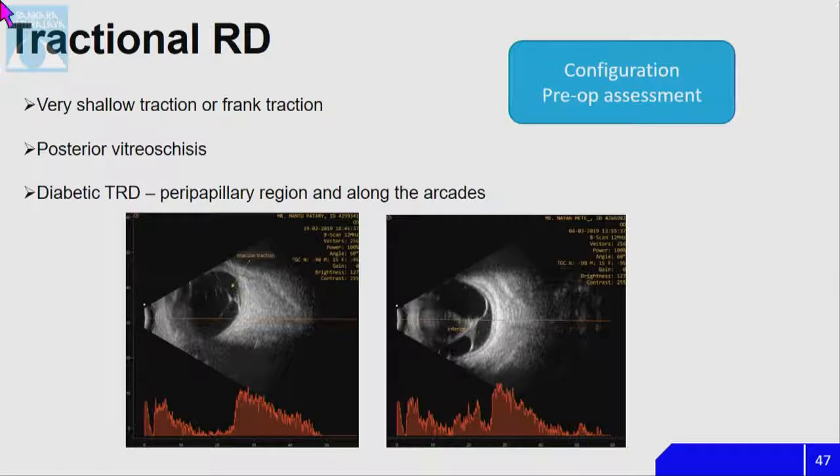In the tractional RD, we should see the configuration of the RD. We should see whether it's a shallow traction or a very frank traction. This is a macular traction. And here is a tractional detachment. And we should also look for posterior vitreous schisis. And in a diabetic TRD, most of the cases, the traction is seen along the peripapillary region and along the arcades. The mobility in a tractional RD will be very less. It may be shallow also.